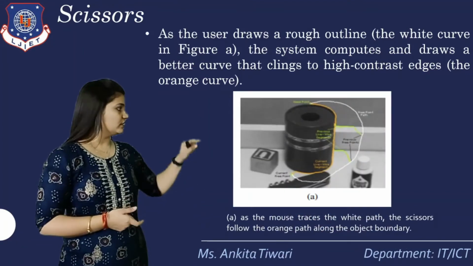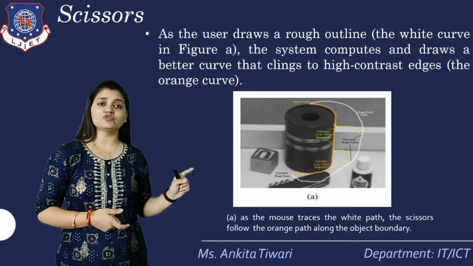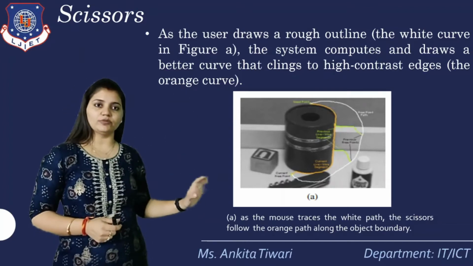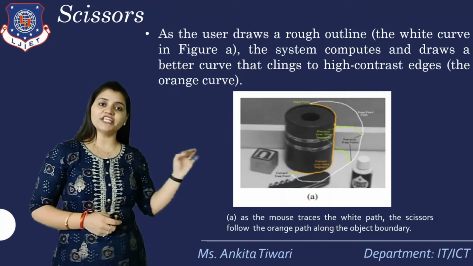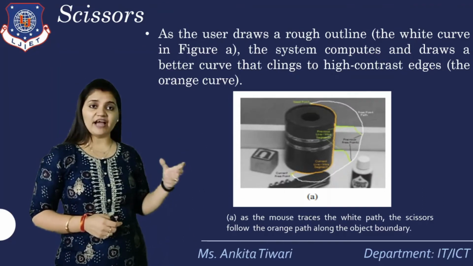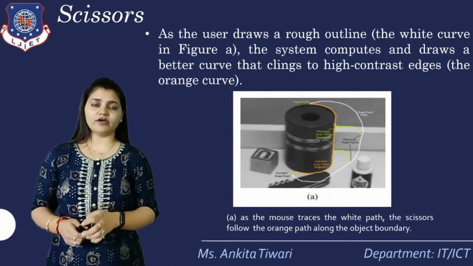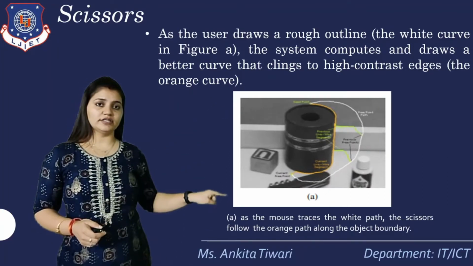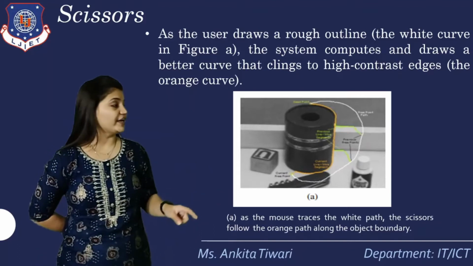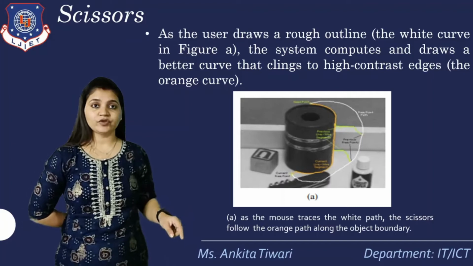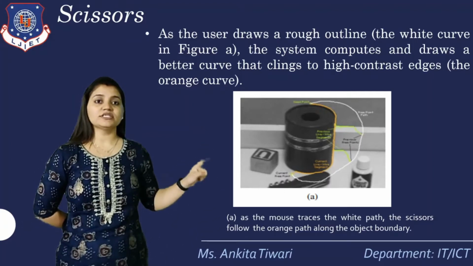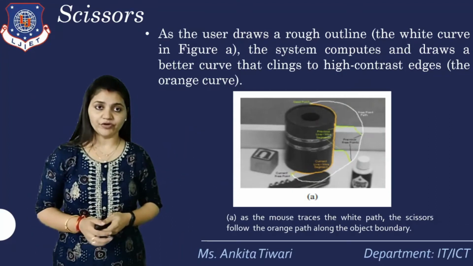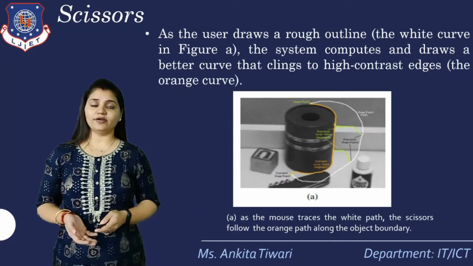As you can see in the diagram, the mouse will trace the white path as defined, meaning a circle is made around a particular object, and the scissors will follow the orange path along the object boundary. We only have to take the object boundaries. So we just circle the object with respect to the curve defined, and the orange line shows the path it will follow. We take the object boundary into consideration, and the contrast of the boundary is used.